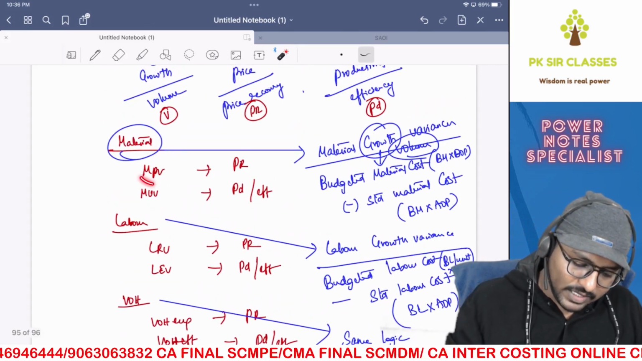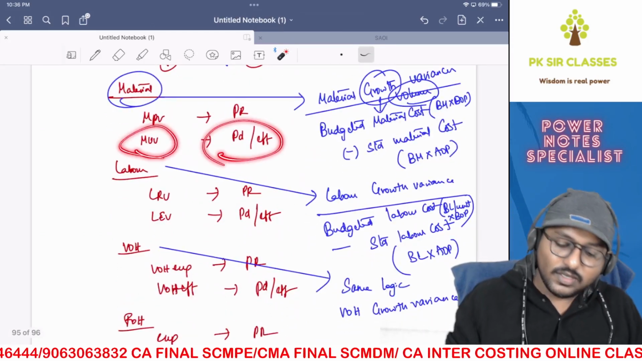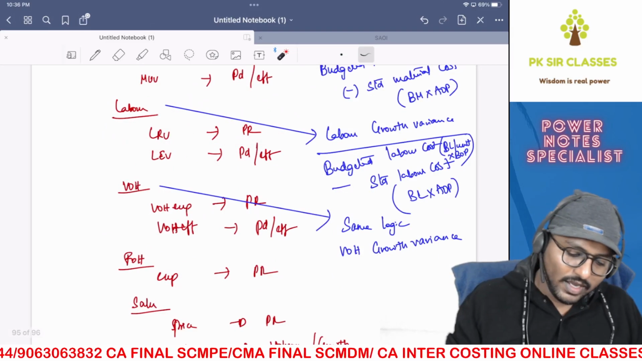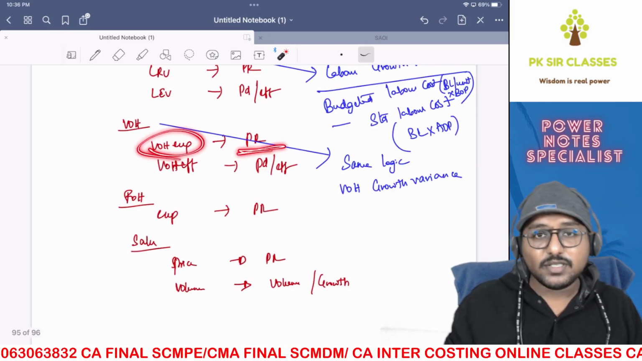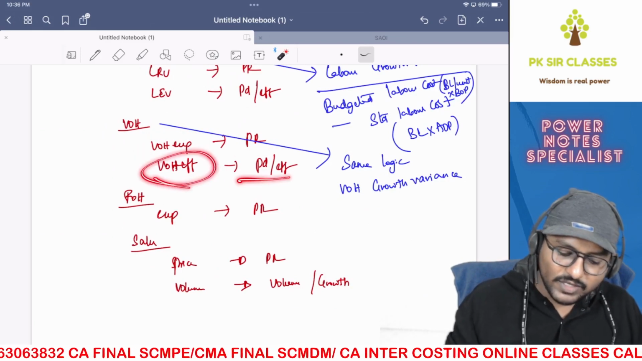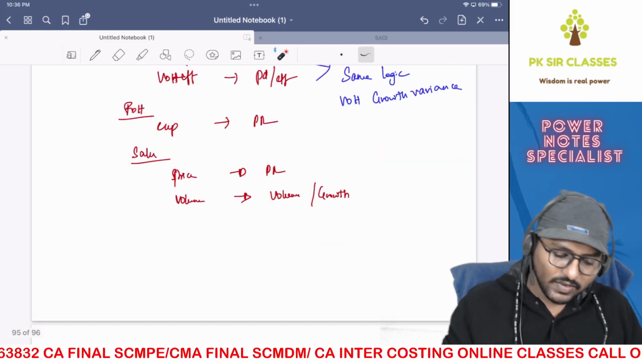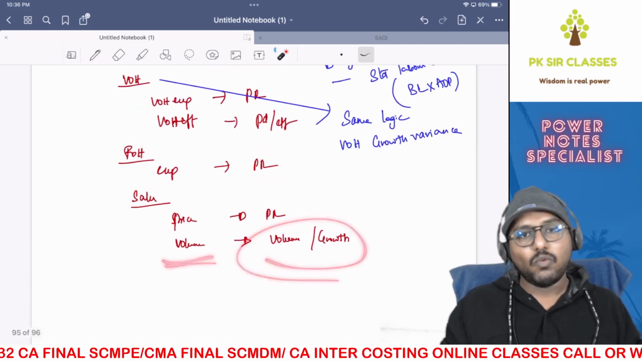Material price variance is nothing but price recovery. Material usage variance is nothing but productivity and efficiency. Labor rate variance is nothing but price recovery. Labor efficiency variance is nothing but productivity or efficiency. Variable overhead expenditure variance is nothing but price recovery. Variable overhead efficiency is nothing but productivity or efficiency. Fixed overhead expenditure variance is nothing but price recovery. Sales price variance is nothing but price recovery, and sales volume variance is nothing but volume or growth.